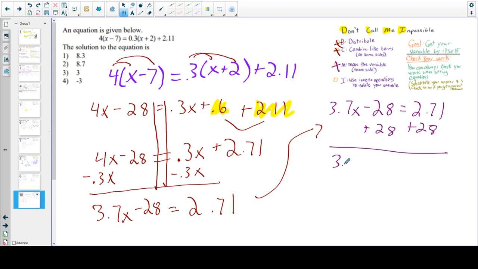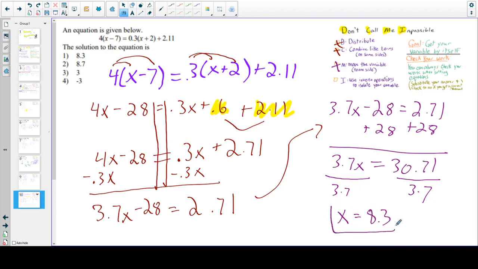We're left with 3.7x equals 28 plus 2.71. That's 30.71. Now, I've got to get x by itself, so I'm going to divide both sides by 3.7. And you're left with x equals 30.71 divided by 3.7. And that gets me 8.3.